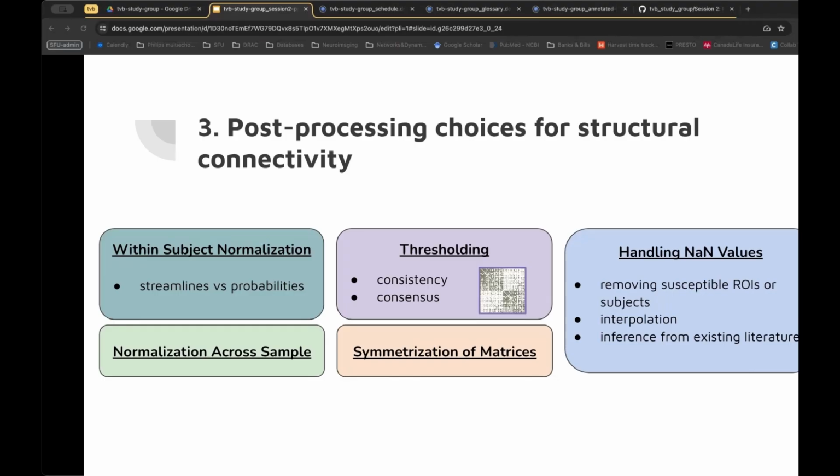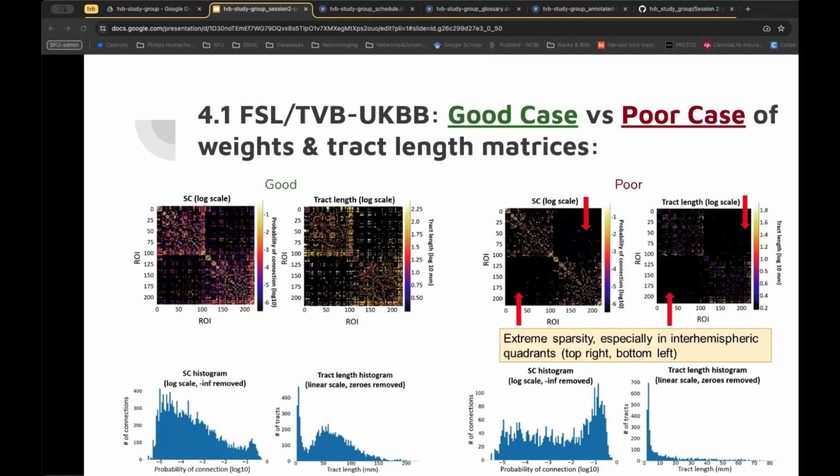And I think we're ready to move on to looking at, qualitatively, what a good SC matrix looks like, and what a bad one looks like. We'll go to the next slide.